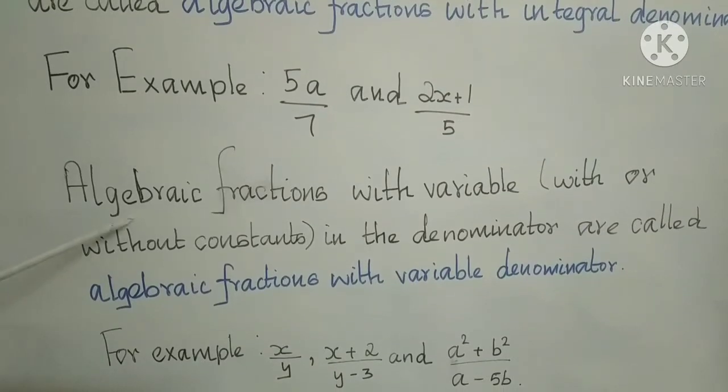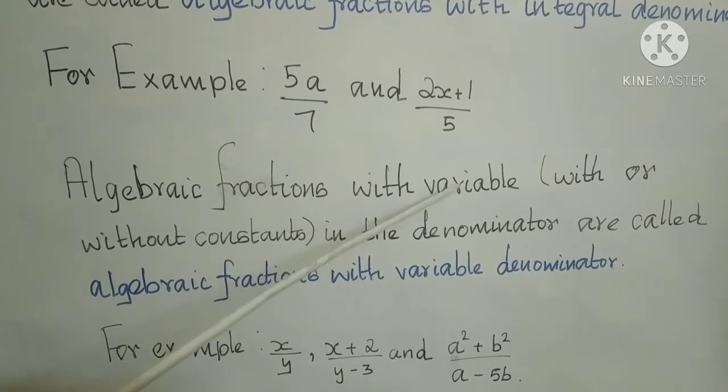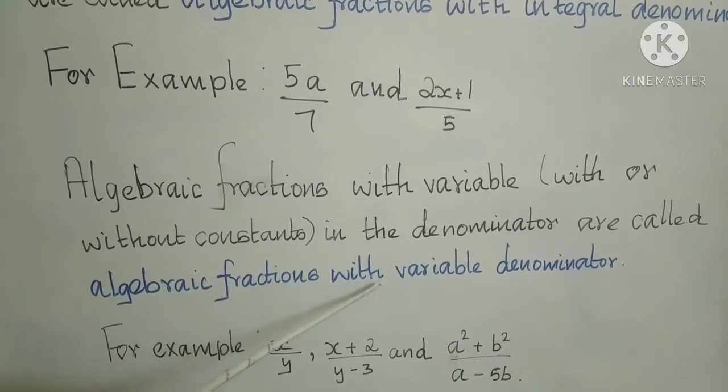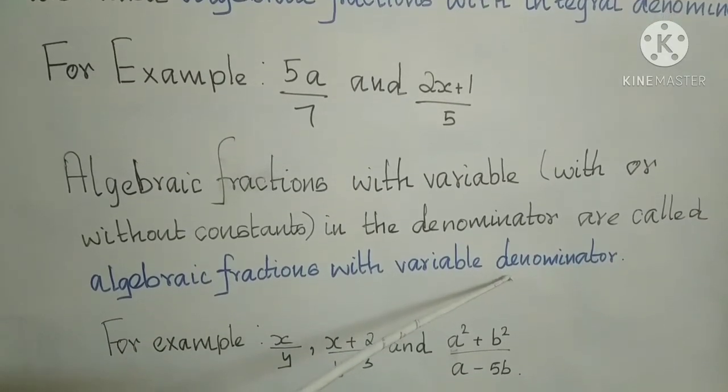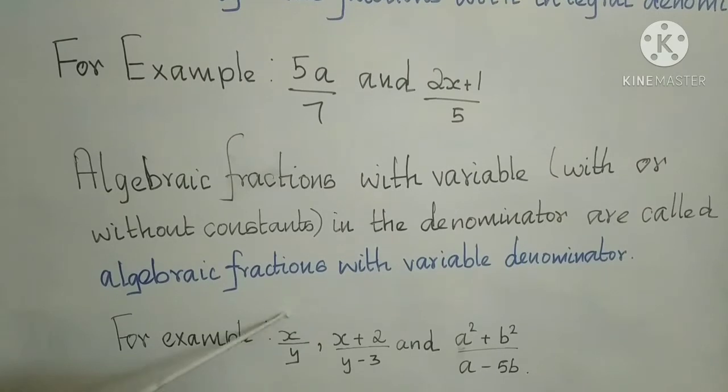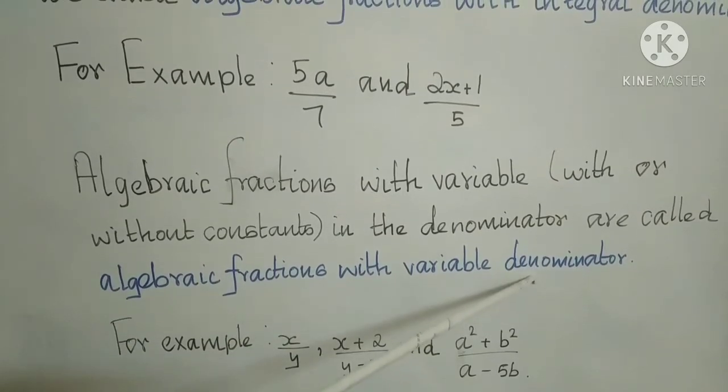Next point, algebraic fractions with variable in the denominator are called algebraic fractions with variable denominator. See this example. Here the denominator has a variable y. So this fraction is called an algebraic fraction with variable denominator.